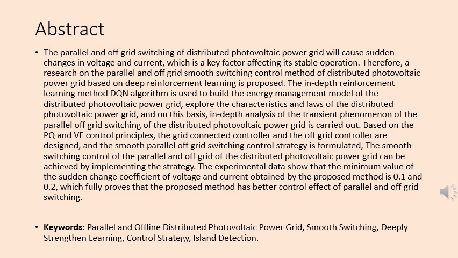The experimental data show that the minimum value of the sudden change coefficient of voltage and current obtained by the proposed method is 0.1 and 0.2, which fully proves that the proposed method has better control effect of parallel and off-grid switching. Keywords: parallel and off-grid distributed photovoltaic power grid, smooth switching, deep reinforcement learning, control strategy, island detection.